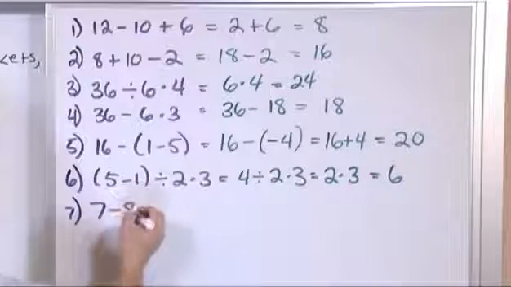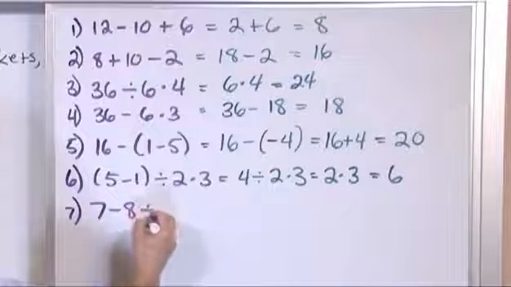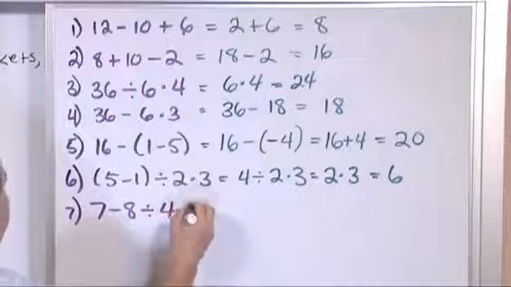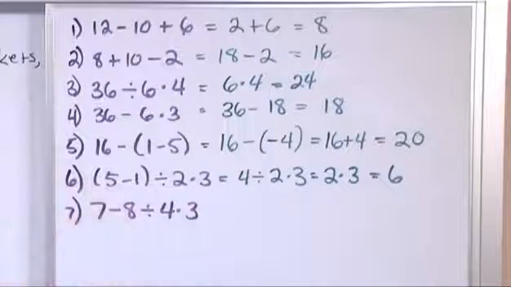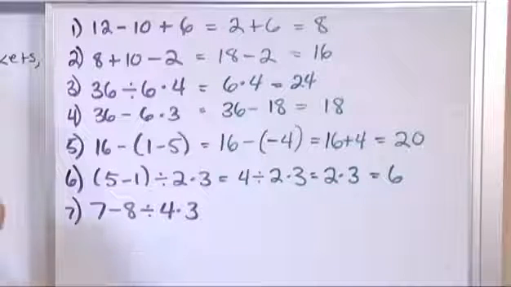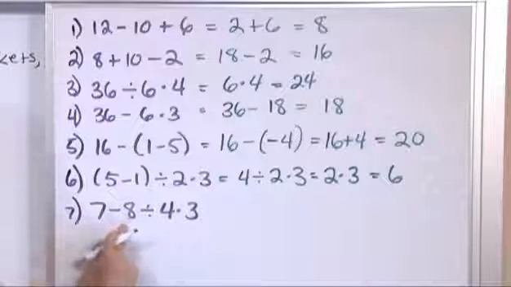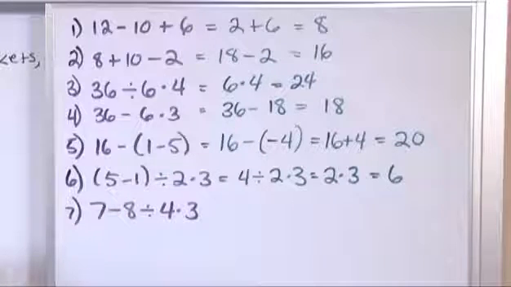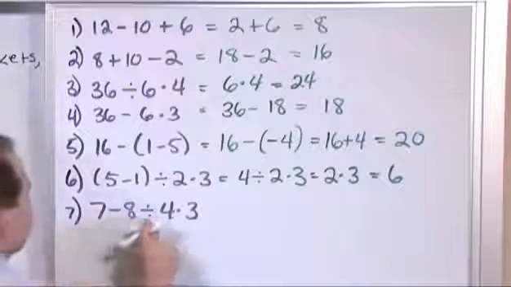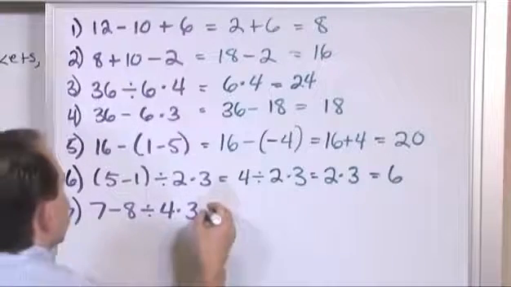Number 7. 7 minus 8 divided by 4 multiplied by 3. So we don't have any parentheses or exponents. We do have some subtraction going on, but remember the list said that we always do multiplication and division before addition or subtraction, and we do multiplication and division left to right. So let's do it that way.